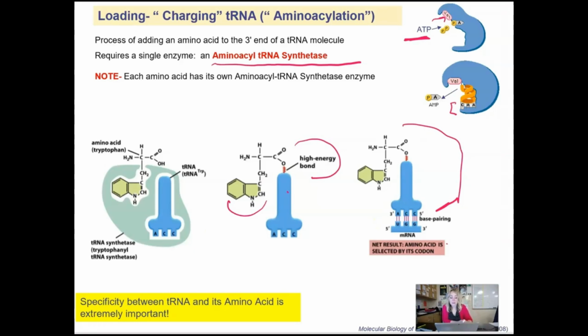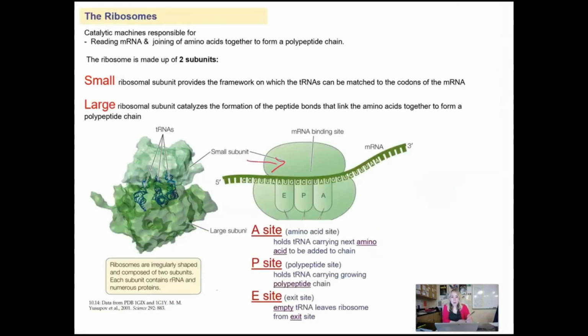So keep in mind that specificity between the tRNA and its amino acid is extremely important, because if the rules weren't followed, we obviously would have errors in the amino acid chain. So now the ribosomes are catalytic machines that are going to be responsible for synthesizing the protein, one amino acid at a time.